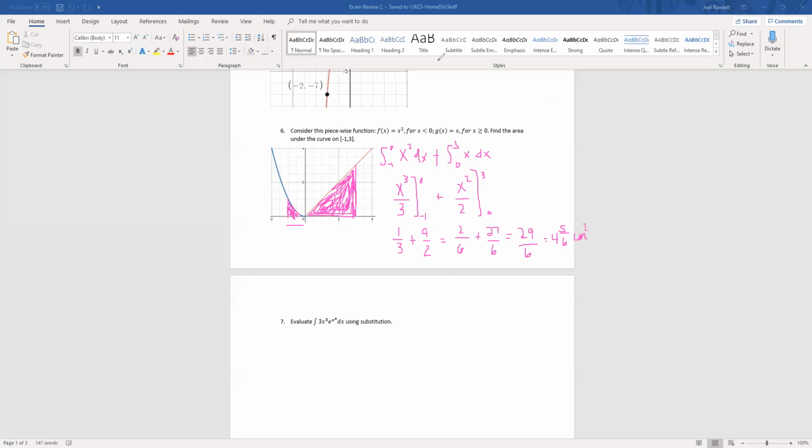So I figured out that the area of this piece here under the curve is actually 1/3. And then we figured out that the area of this triangle here is 9/2. And then once we got a common denominator, we ended up getting 2/6 plus 27/6, which is 29/6. And 6 goes into 29 4 times. That's 24 with 5 left over out of 6. So 4 5/6 will be the total area underneath that piecewise defined function.